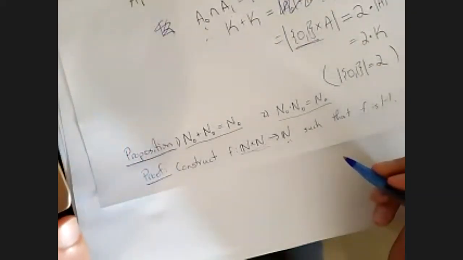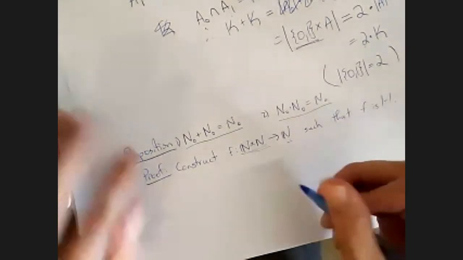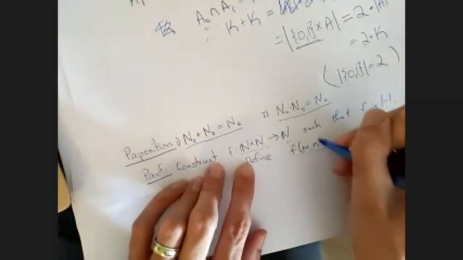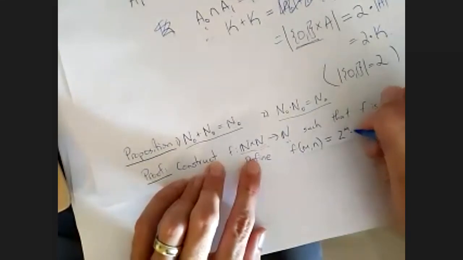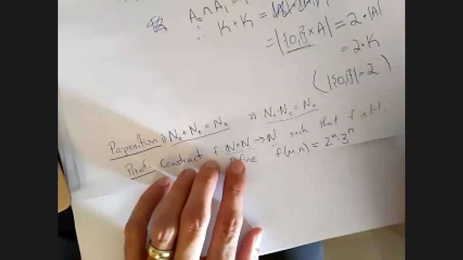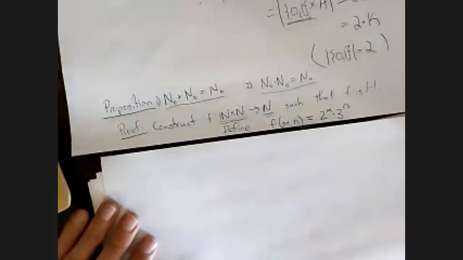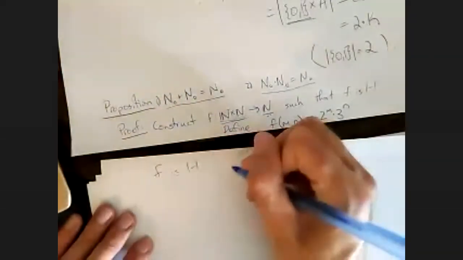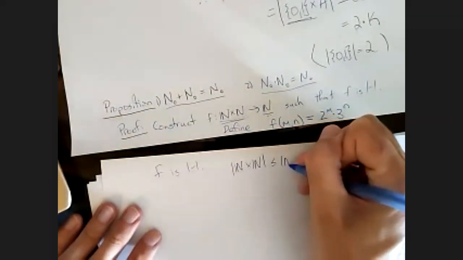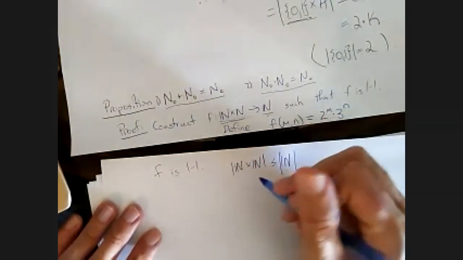Probably we should do some trick. There are many tricks, but one trick is you can define f of (m, n) to just be 2 to the m times 3 to the n. And this gives you a one-to-one function from this to this. So f is one-to-one, and that proves that the cardinality of N times N is less than or equal to the cardinality of N. And it's clear that this is less than or equal to this. So by the Cantor-Schroeder-Bernstein theorem, they both have the same cardinality.